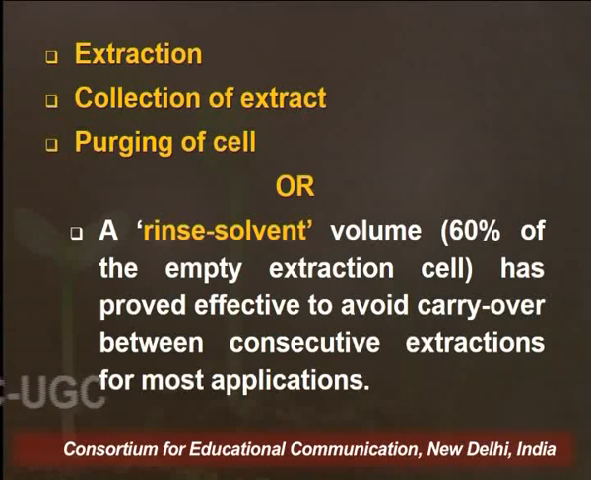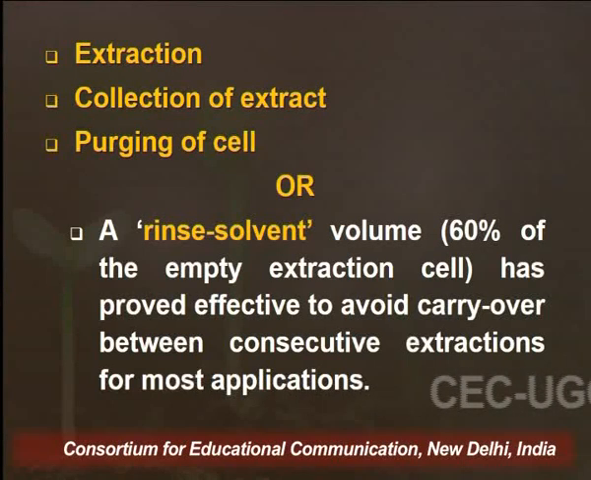Now purging of the cell can be done by two methods. One, I have already told, is purging done by nitrogen gas, and second is you can rinse the extraction cell with 60% of the volume of the extraction cell with the solvent that has been used for the extraction. Now why is this purging or rinsing or washing of the extraction cell being done?